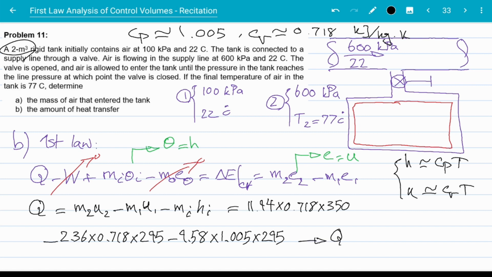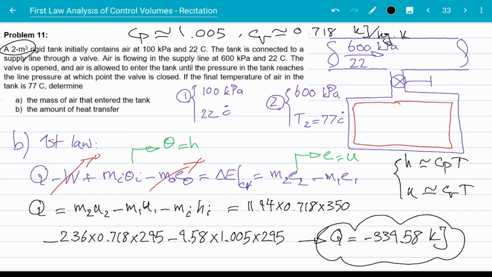Now, if you do all the calculations, you get that Q net is minus 339.58 kilojoules, meaning that air is losing heat during this process.